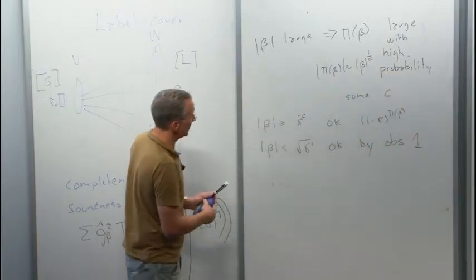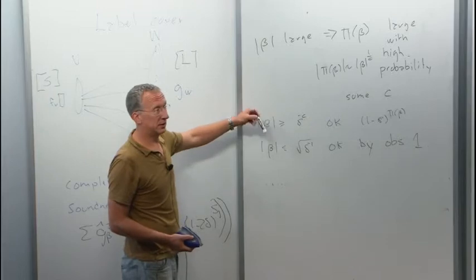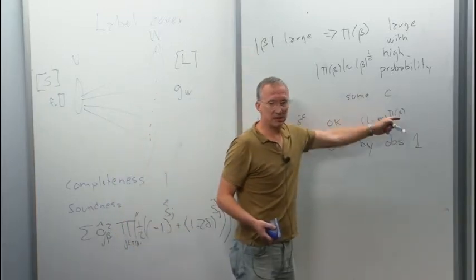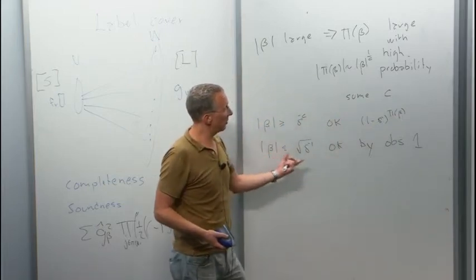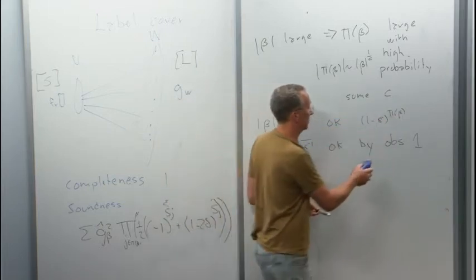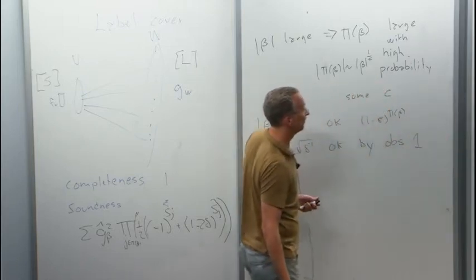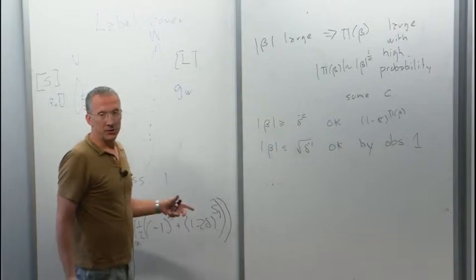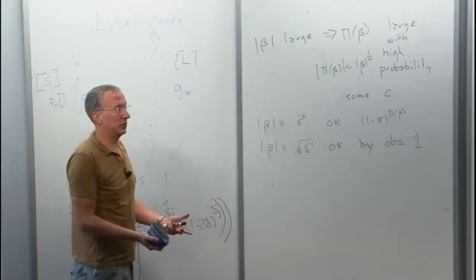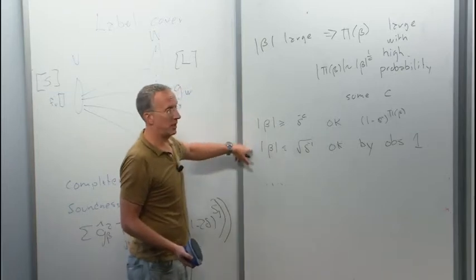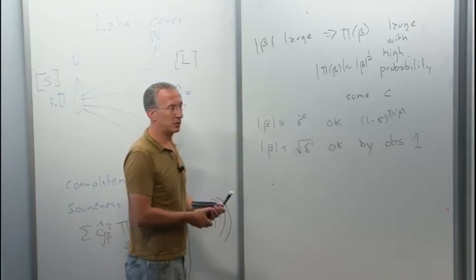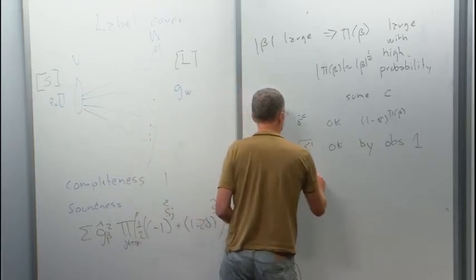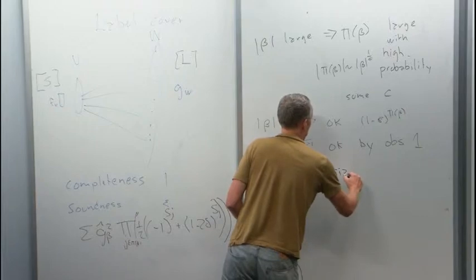So this says that extremely large sets are fine, because they will be taken care of by this condition, and the small sets are also fine because of observation 1. So if you look at these, they don't match; there's some range, an interval of bad sizes depending on delta.